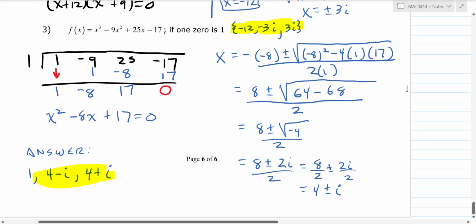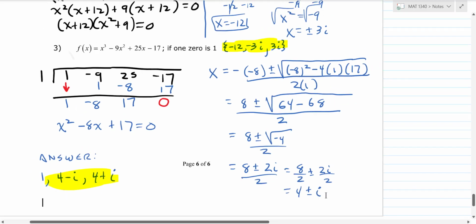From here I went to the quadratic formula. a is 1, b is -8, c is 17. When I go through the arithmetic, I get down to this point: the square root of -4 is 2i. So now I've got 8 over 2 plus or minus 2i over 2, so I get 4 plus or minus i. If you have a given 0, you can synthetically divide so that you'll end up with a quadratic equation that you can solve.